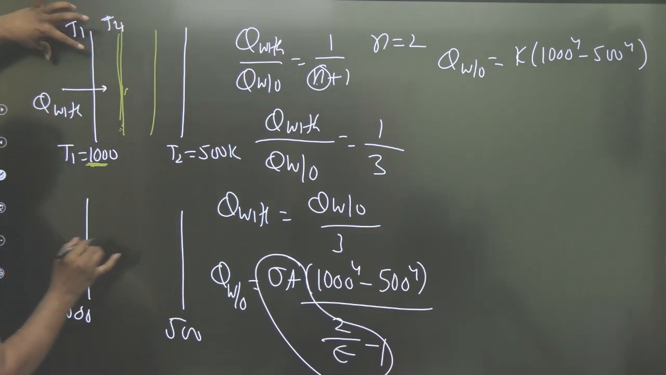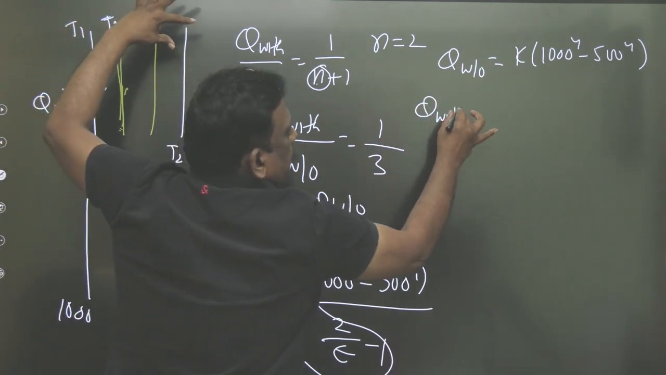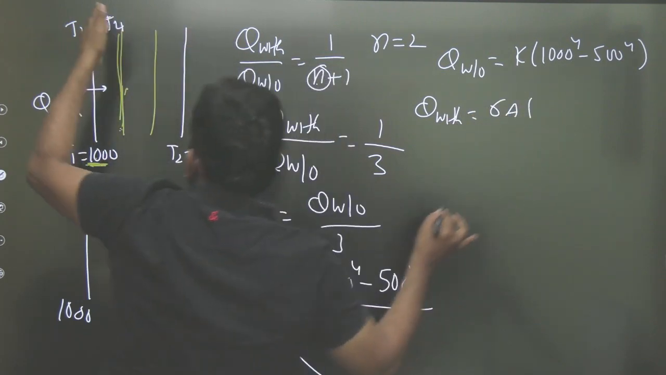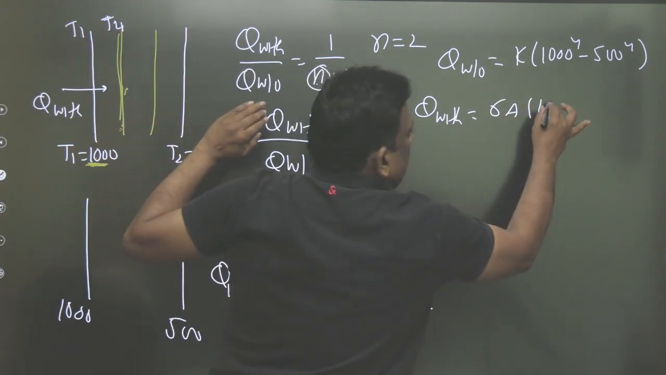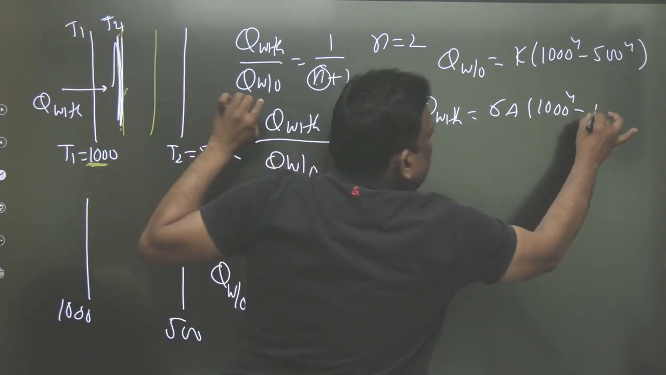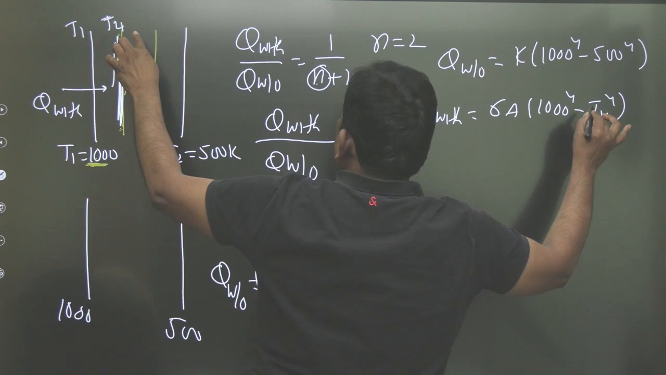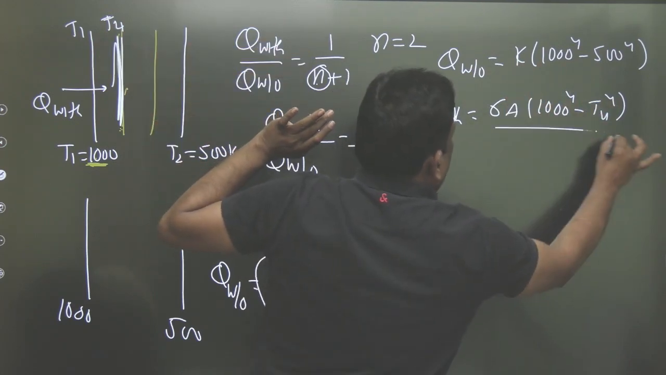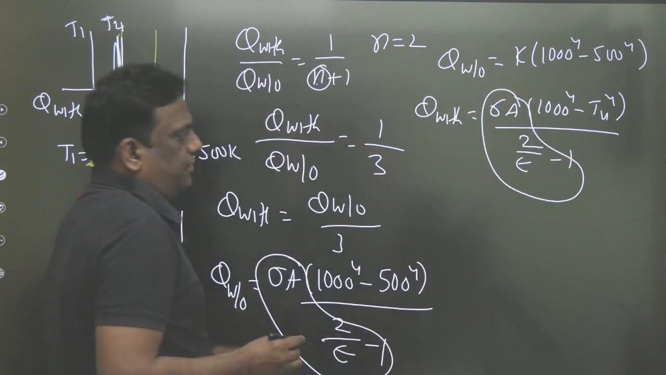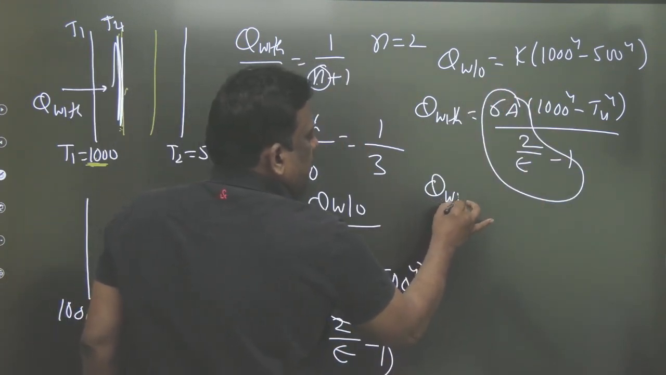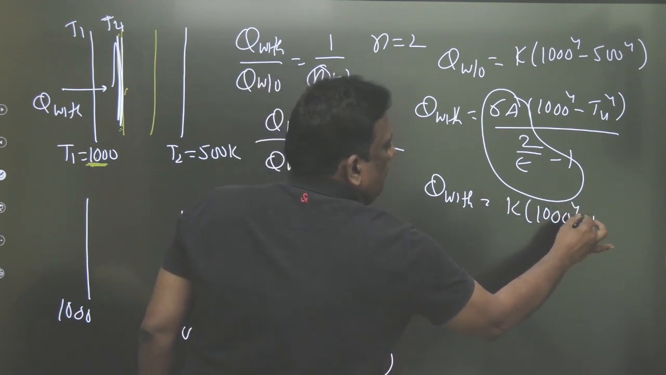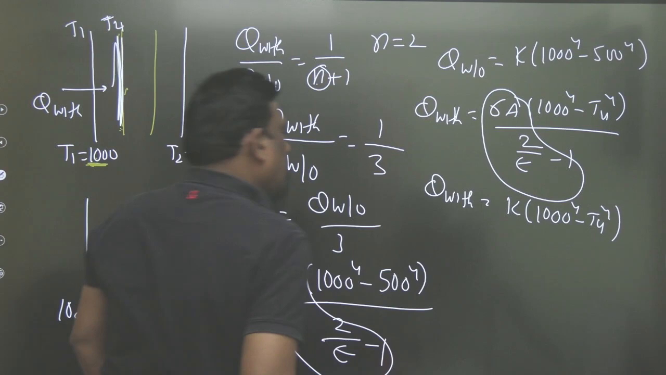All emissivities are same. So, heat transfer with shield will be equal to sigma A T1 power 4, which is 1000, minus this temperature T4 power 4, sorry, T4, no problem, T4 by 2 by epsilon minus 1. But this value is K. So heat transfer with shield is equal to K into 1000 power 4 minus T4 power 4. No problem at all.